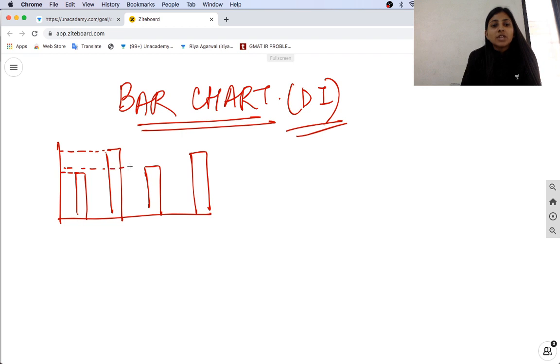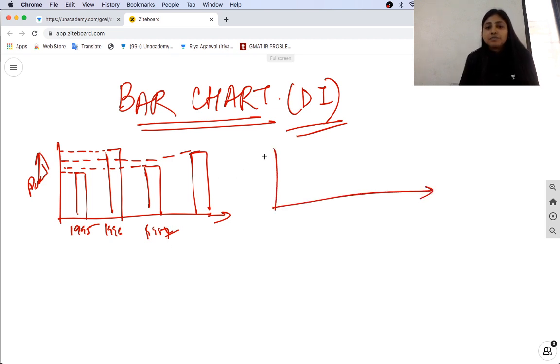So mostly what are represented in a bar graph is the data of profit, loss, sales, revenue, population, all those things. Okay, so that will be given here, whatever parameter it is, against time. So time can again be year. So suppose 1995, 1996, 97, like that. So this is the most simple form of bar graph. Okay, but you might not get this exactly.